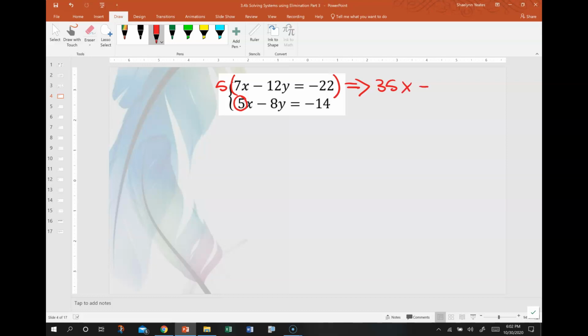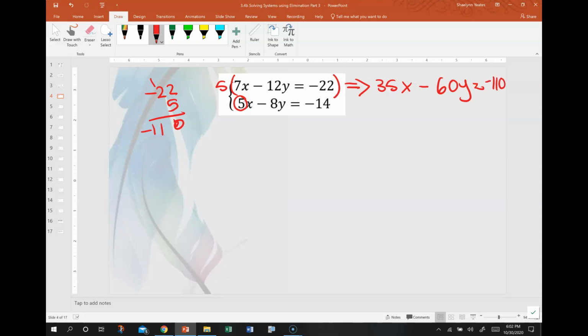5 times negative 12 is negative 60y. And then 5 times negative 22 is negative 22 times 5. We get 5 times 2, 10. Then we've got negative 110.